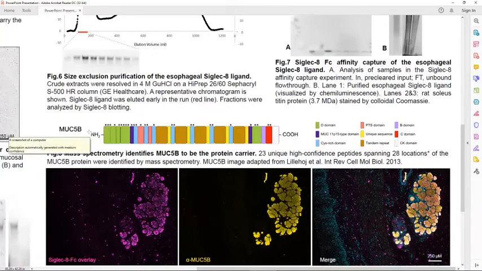So MUC5B protein has been identified with mass spectrometry to be the protein carrier of our Siglec-8 esophageal ligands. I am just showing here a cartoon figure of MUC5B with its domains, and up here I've marked wherever the unique peptides that appeared in the mass spec fit into the general MUC5B structure.